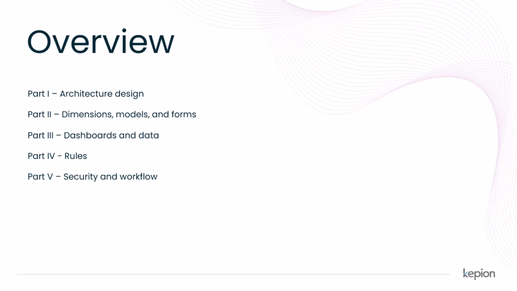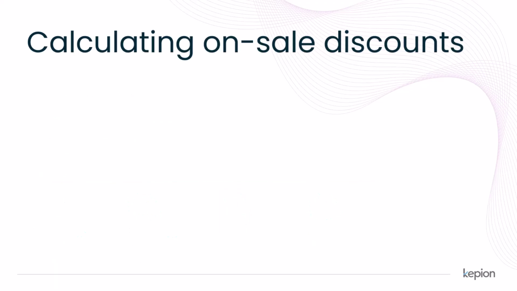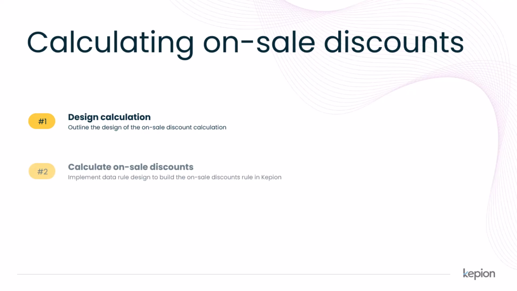In this session, we'll create the last data rule we need to calculate our on-sale discounts. We'll begin by outlining the design of the calculation. Then we'll implement that design to build the rule in Kepion. And lastly, we'll map the deflator % accounts to their related P&L accounts.